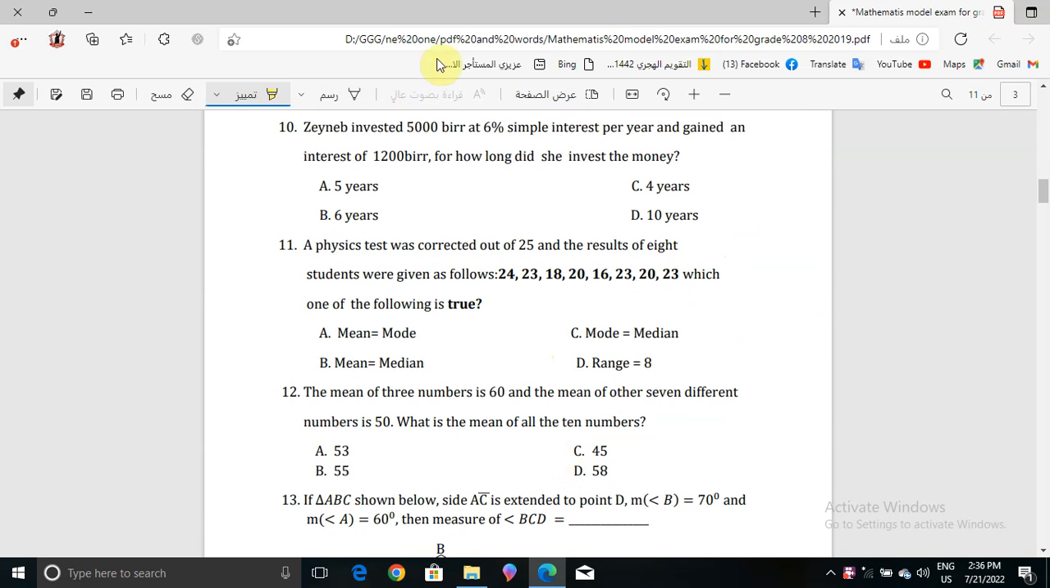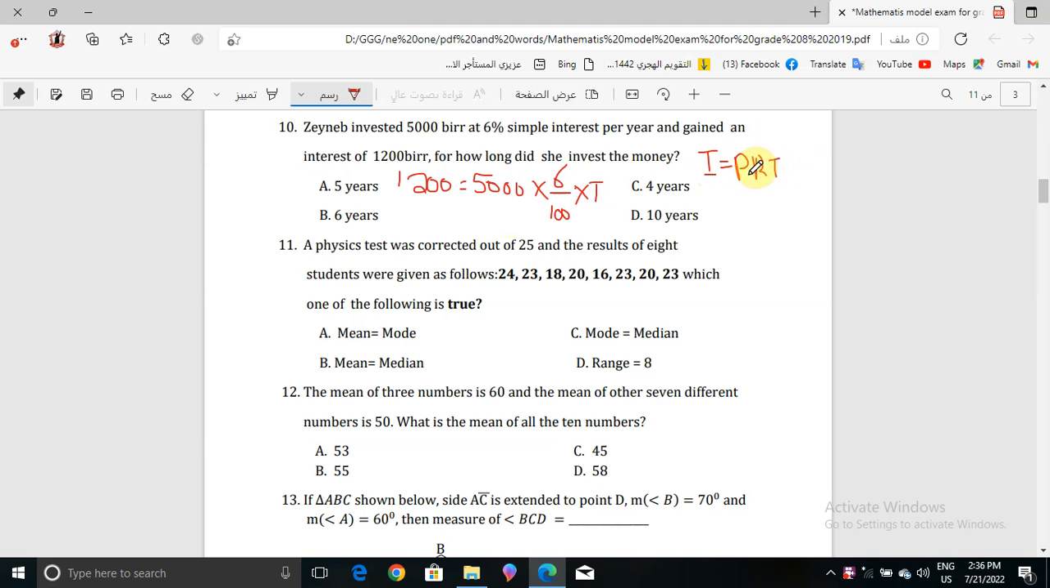Now in question number 10, Zainab invested 5,000 birr at 6% simple interest per year and gained an interest of 1,200 birr. For how long did she invest the money? So what we will do here, first of all, we have the interest, which is 1,200 birr, right? Which is equal to 5,000 times 6 over 100, because it says 6%, times t, because the formula of interest is I equals PRT.